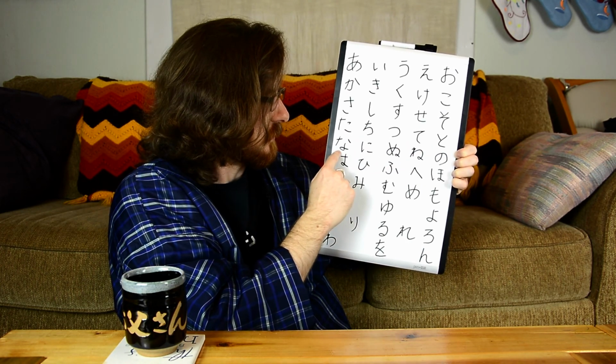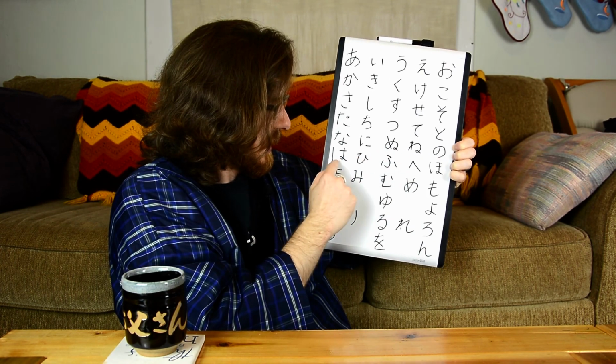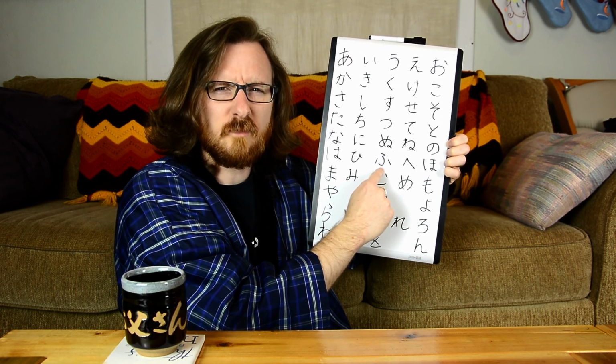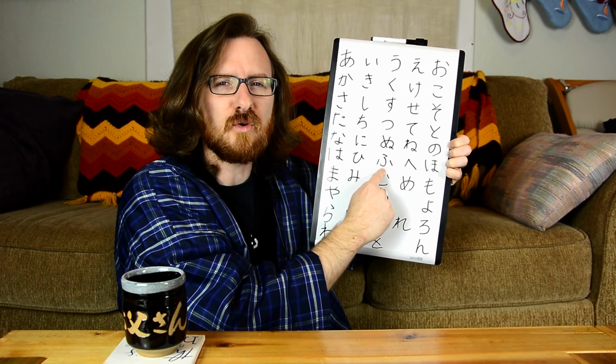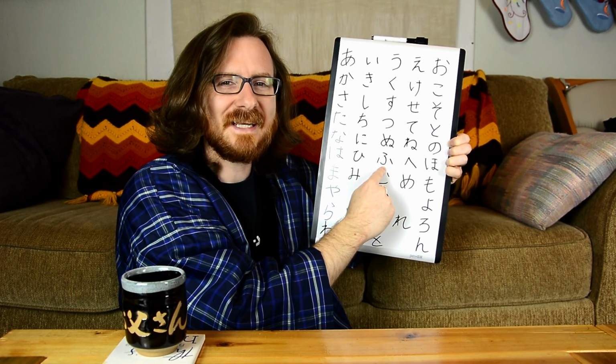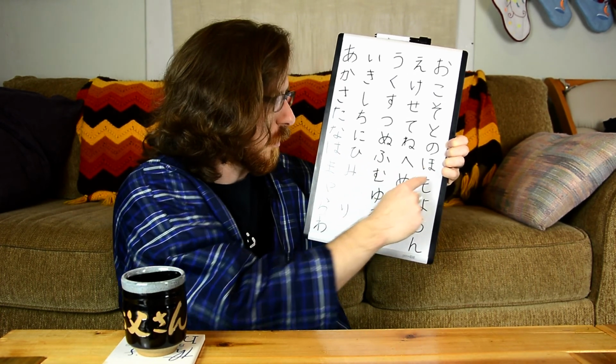Then we have the Na one, Na, Ni, Nu, Ne, No. Ha, Hi. This one's a little bit weird. It's sort of between a hu and a fu. So you kind of have to make it somewhere in between those two. So you have ha, hi, hu, he, ho.